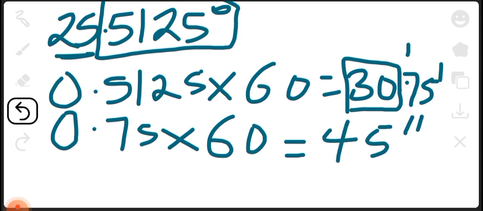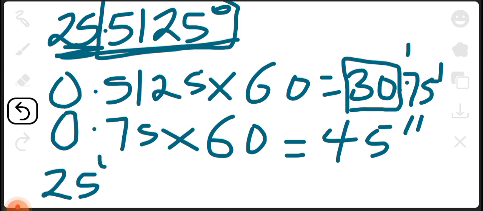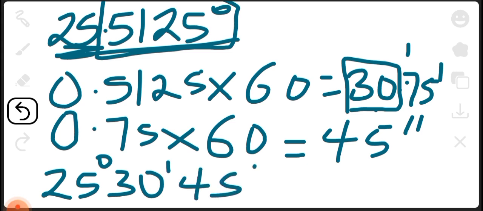So that will not be in minutes. So the answer to this question now will be that first of all 25, this first one in degree. Then 30 in minutes. Then 45 in seconds. So this is the equivalent value of this decimal degree in degree, minute, and seconds.